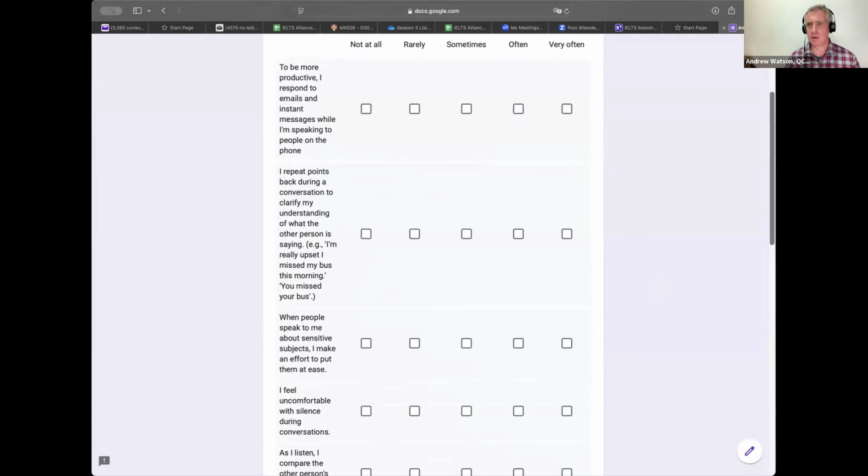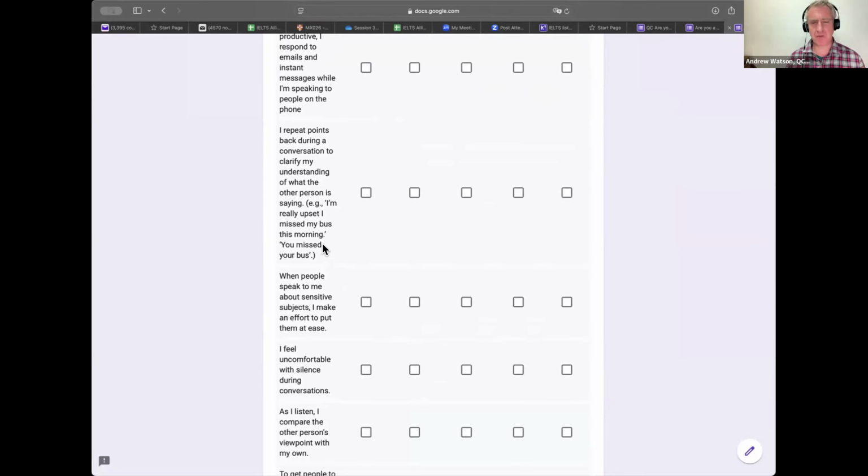Number two, you might have difficulty understanding. I repeat points back during a conversation to clarify my understanding of what the other person's saying. So you say, I'm really upset, I missed my bus this morning, and the person responding said, "You missed your bus?" Yeah, that's repeating back to show that you understand what the other person is saying.